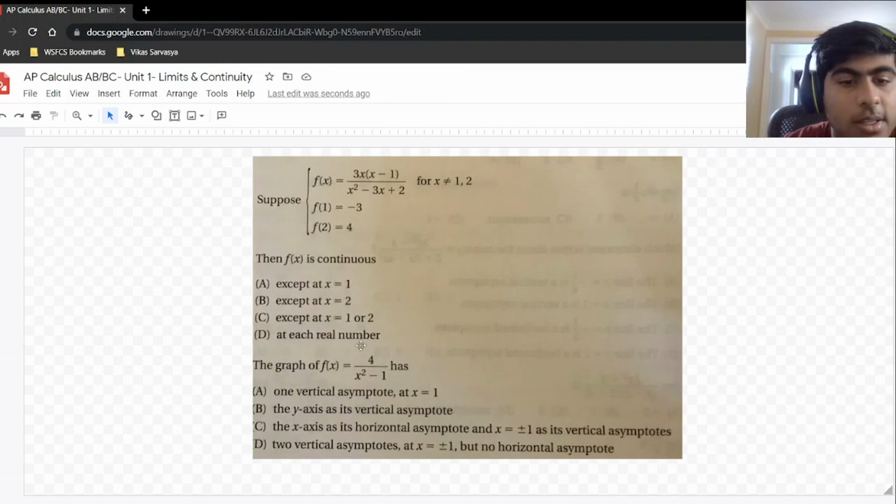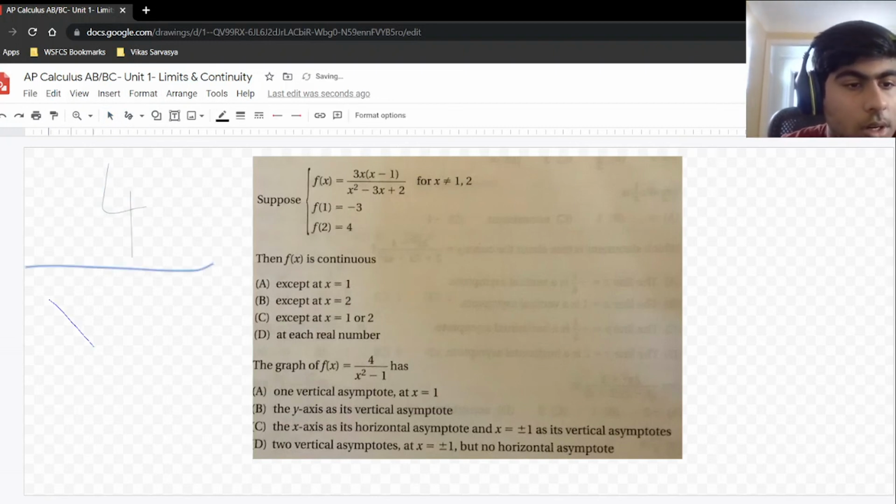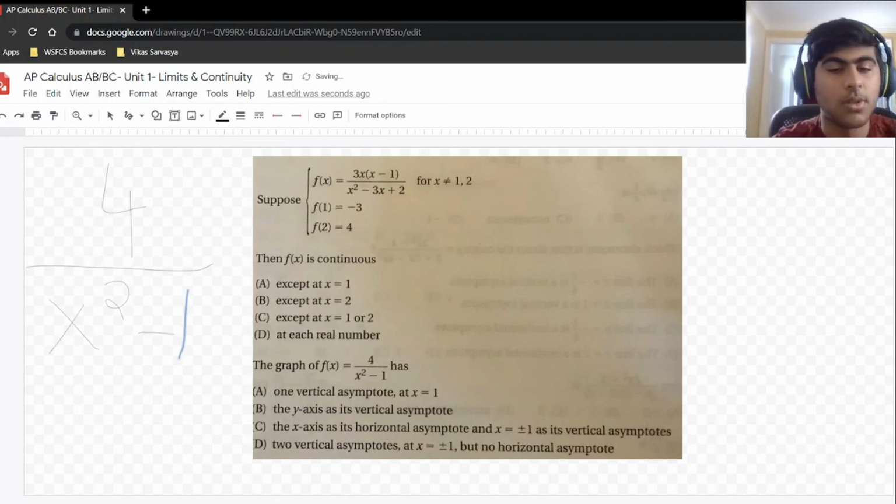Alright, now obviously we're not just going to go through our answer choices because that seems really tiring. We're going to actually try to figure out our horizontal and vertical asymptotes. Let's look at this. We have 4 over x squared minus 1. Let's look at vertical asymptotes. The numerator is a number, it's 4. The denominator is 0. If we can make the denominator 0, we have vertical asymptotes.